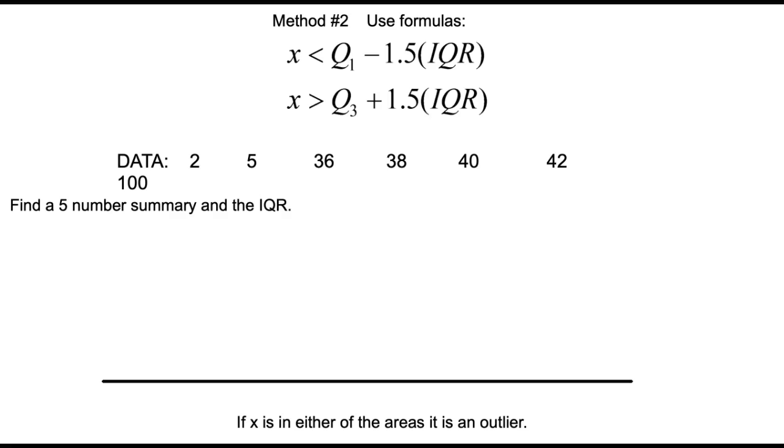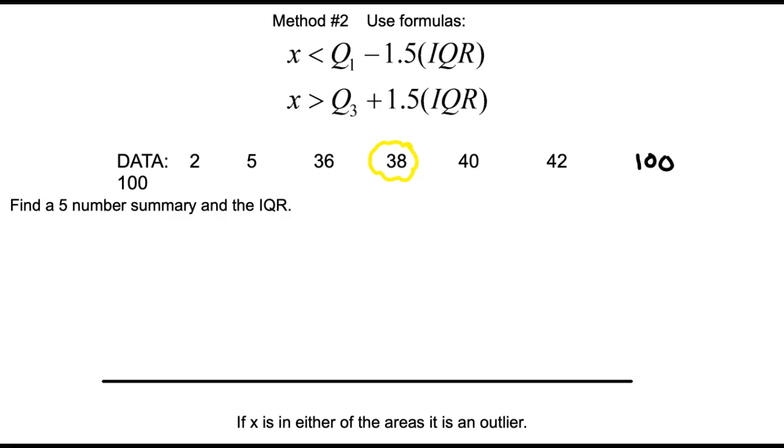Let's review how to use the median and the interquartile range. So let's take the data set 2, 5, 36, 38, 40, 42, and 100. I'm going to write it up here so we can get more of a visual of the median. So which one is in the middle? 2, 5, 36, 38, 40. It's going to be 38, right?